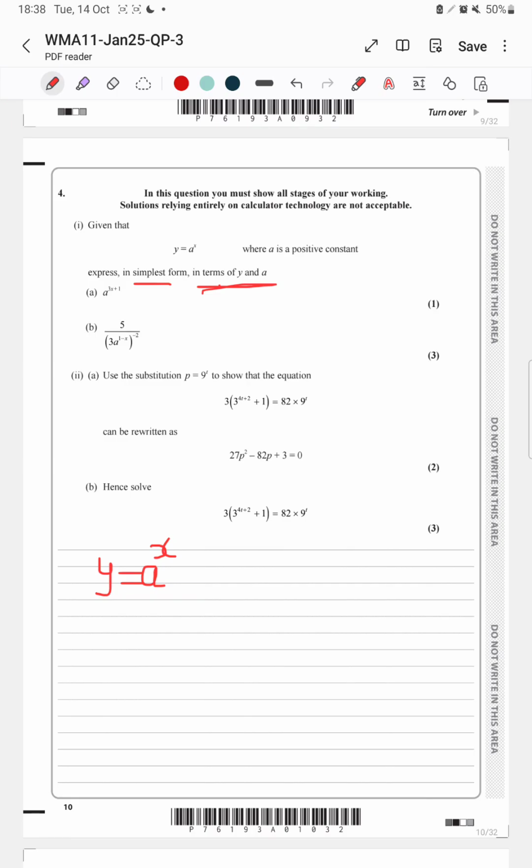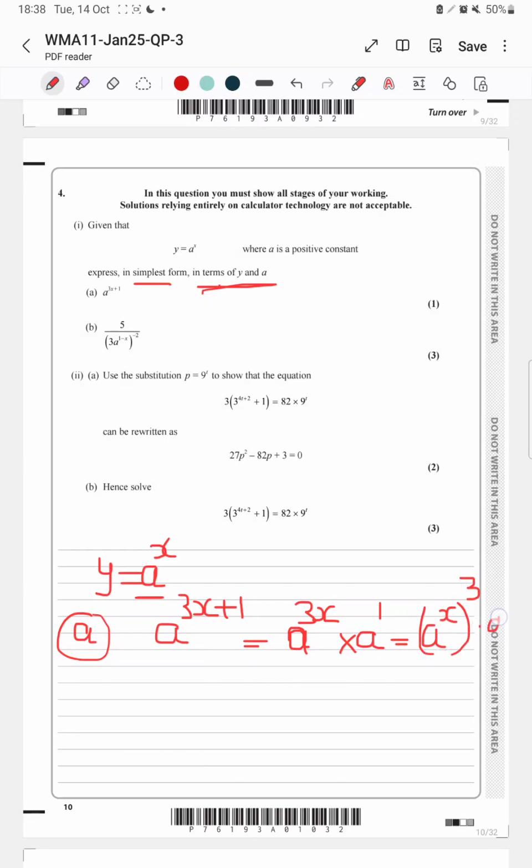So now what we need to do here, the first part of the question is a to the power of 3x plus 1. We know that a to the power of x is y, so I can split this whole thing into two parts, a to the power of 3x times a to the power of 1. Can I write it this way? If you know the index rule, it is very easy to write. So this will be equal to y cubed times a, or you can write a y cubed. See, my first answer is the most simplified and it is in the form of a and y only.